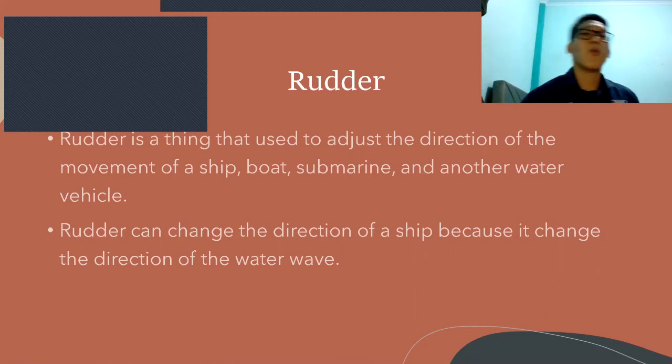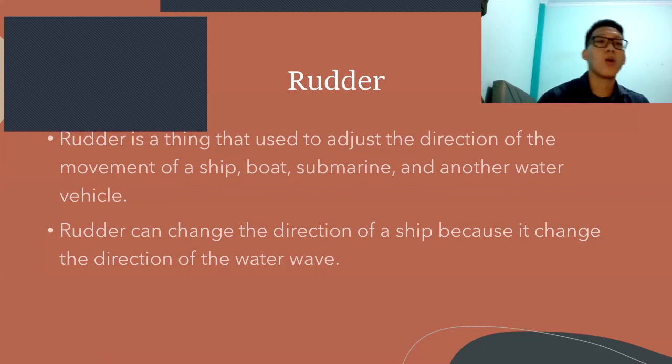So at this time, I will be explaining to you about the rudder part. So what is a rudder? A rudder is a thing used to adjust the direction of movement of a ship, boat, submarine, and other water vehicles. But actually, in theory, a rudder can change the direction of a ship because it changes the direction of the water flow. Basically, not only water, but fluid. It changes the direction of fluid. What is fluid? Fluid can be air or water, but in this case we discuss ships, so the fluid is water.